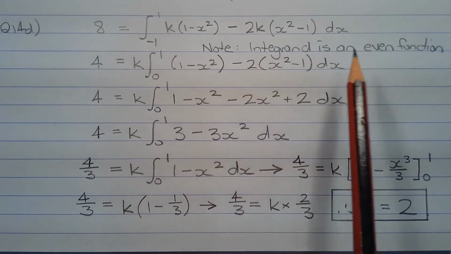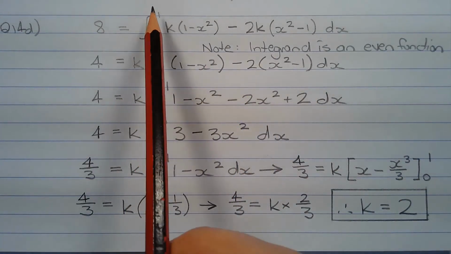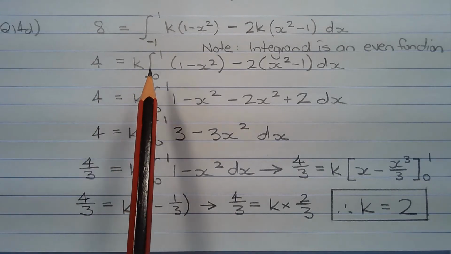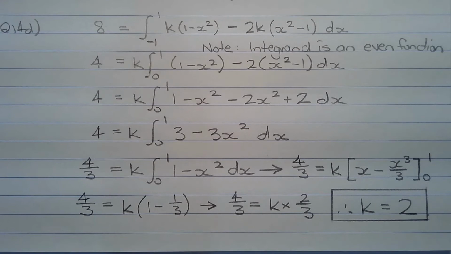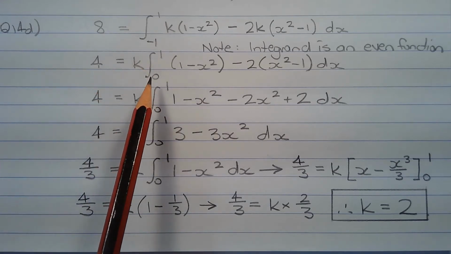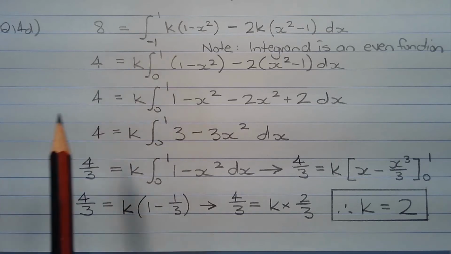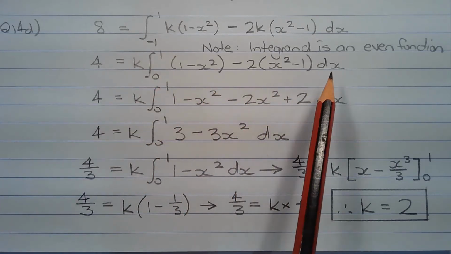Now, note that the integrand is an even function, so rather than integrating from -1 to 1, we can integrate from 0 to 1 and halve the area. Also, we can factorize out the k. So the equation becomes 4 equals k times the integral from x equals 0 to x equals 1 of (1 minus x squared) minus 2 times (x squared minus 1) dx.